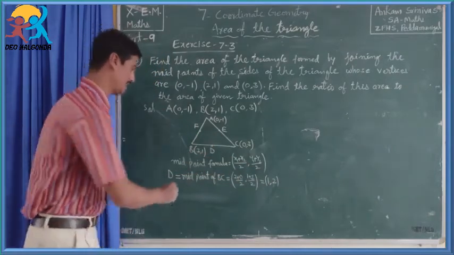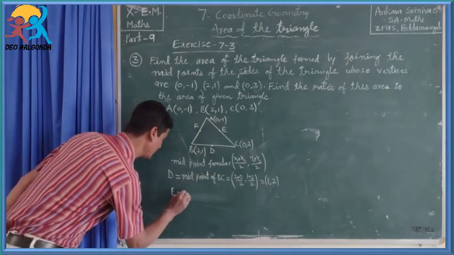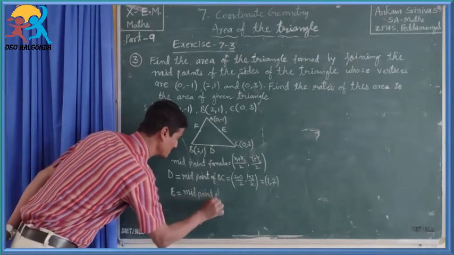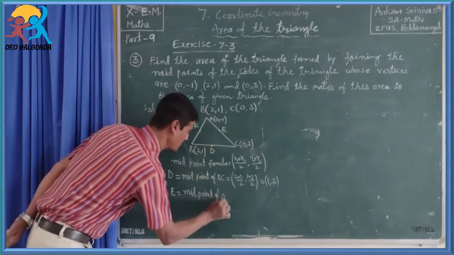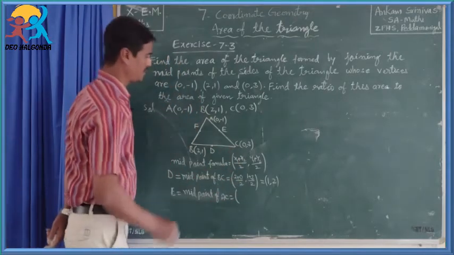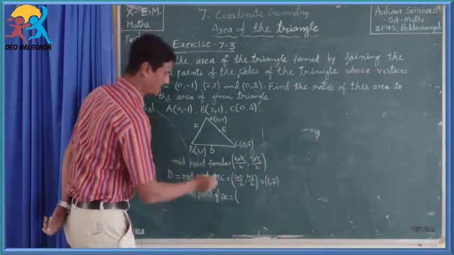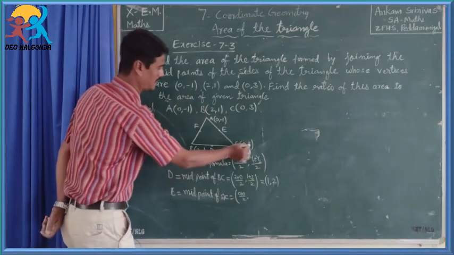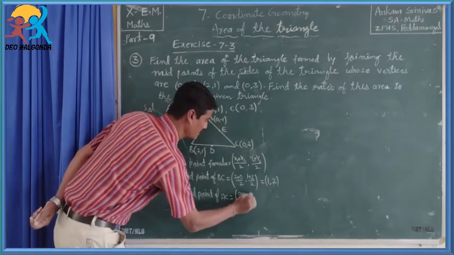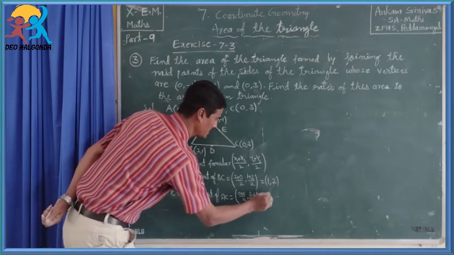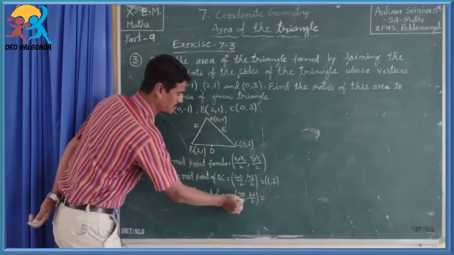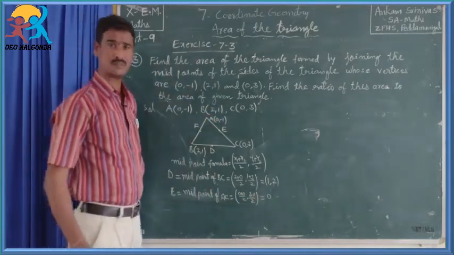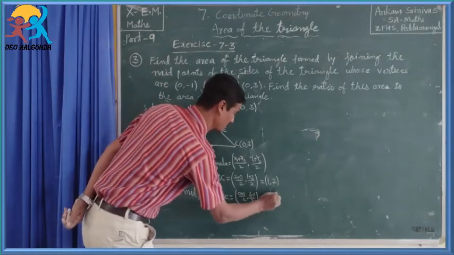And find E. What is E? E equals the midpoint of AC. What is the midpoint? Sum of the first coordinates: 0 plus 0 by 2, and 3 plus minus 1, that is 3 minus 1 by 2. We will get 0 plus 0, 0, 0 by 2, 0, and 3 minus 1, 2, 2 by 2 equals 1.